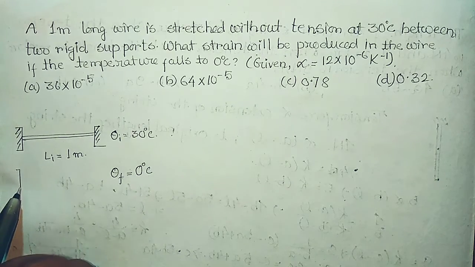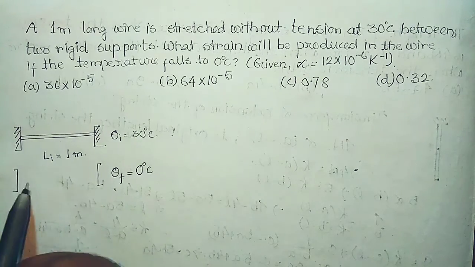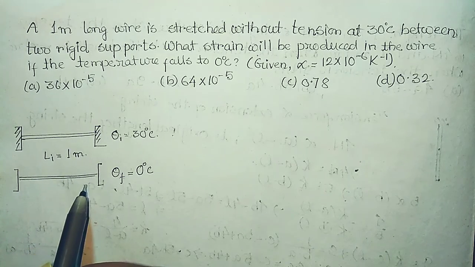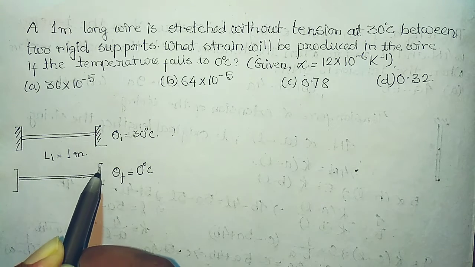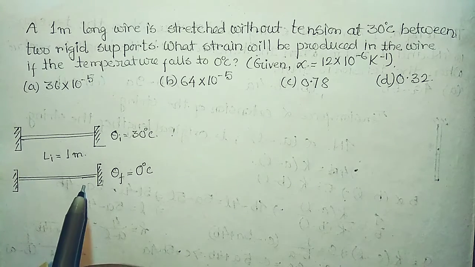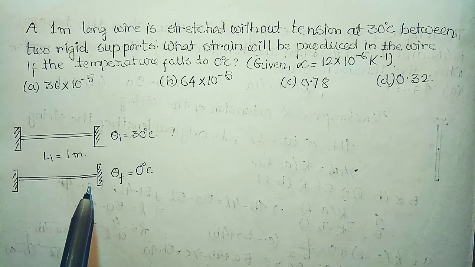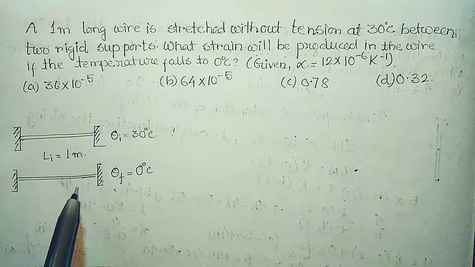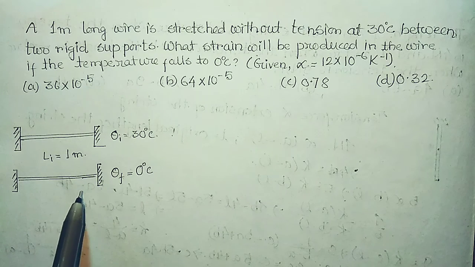Since the temperature is decreased to 0 degrees centigrade, we can say the length of this wire wants to contract, but it cannot contract because it is fixed in between these two fixed supports. So now the mechanical force keeps it at the same length, that is 1 meter. It tried to contract, but that's why a deformation occurs.